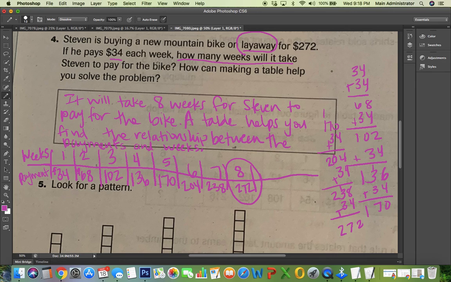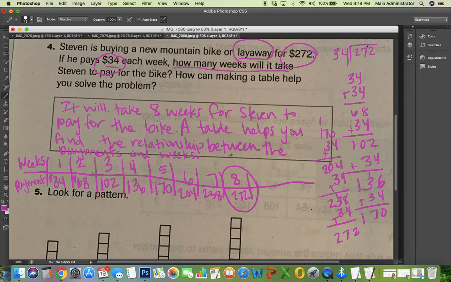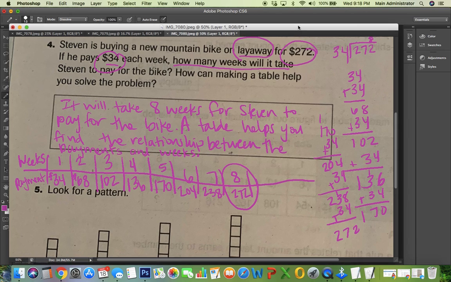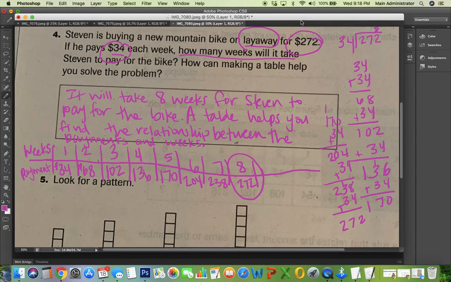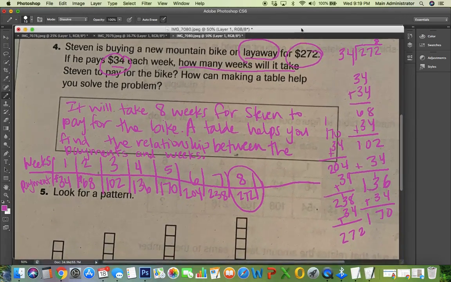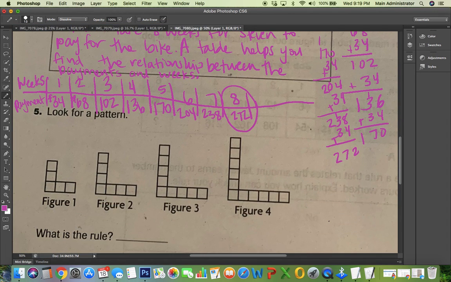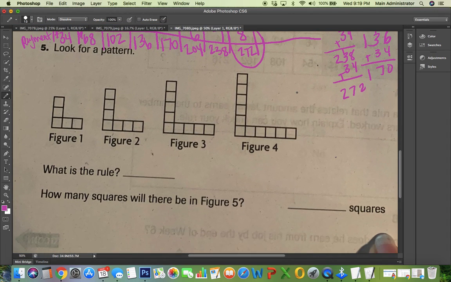All right. And for those of you that saw these two numbers and divided, that's pretty cool too, because that would work. 34 goes into 272 exactly 8 times. Exactly 8 times. All right. Okay. So that's the answer to number 4. Let's take a look at number 5.